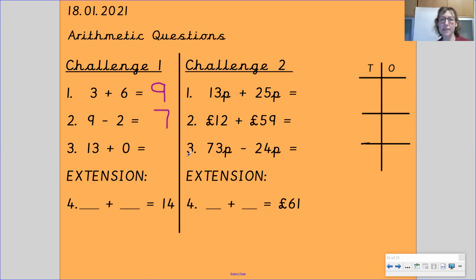Now I don't have enough fingers for the next one, so I'm going to use my ruler. So I'm going to start at 13 and I'm going to add 0. So I'm not going to add any more. So I'm still going to be on 13. So 13 and nothing else is still going to be 13.